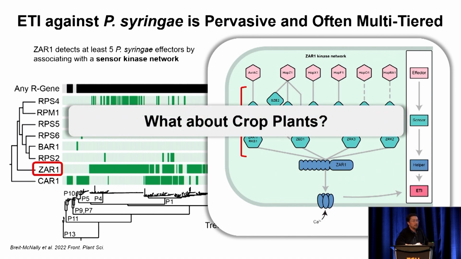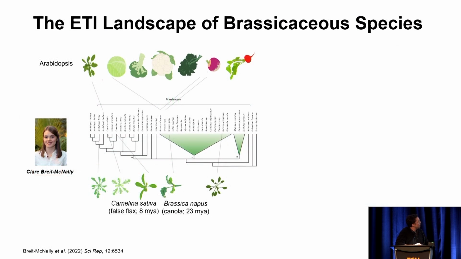So what about crop plants? This is all done in Arabidopsis thaliana, the model plant that's very powerful for studying all of these immune responses. But does this translate into crop plants? We started translating this work into oilseed crops, camelina and canola. They're all part of the same family of plants, the Brassicaceae. We chose camelina, which is false flax, and Brassica napus, which is canola, obviously. And they're evolutionarily distant from Arabidopsis.